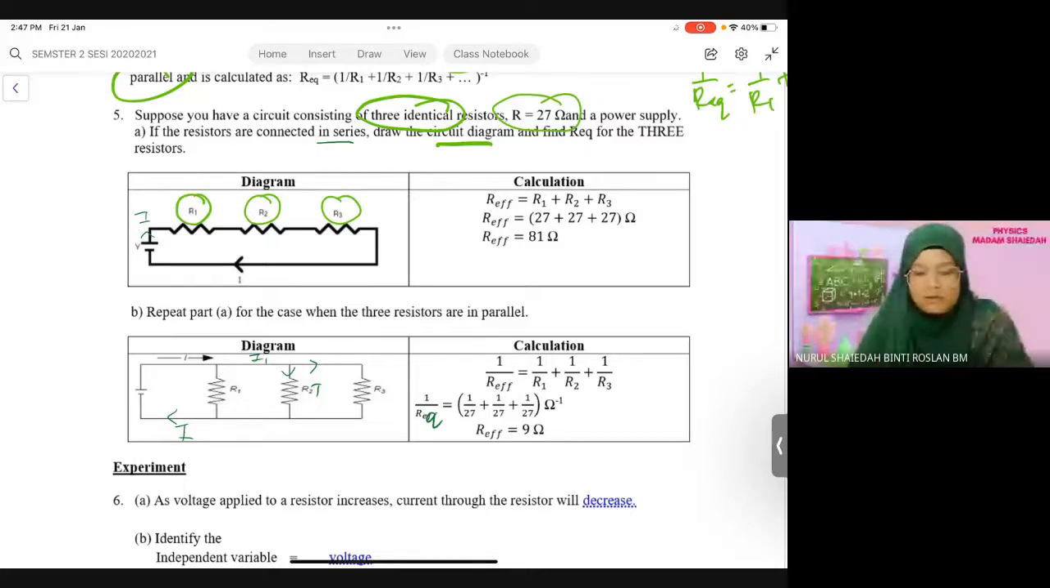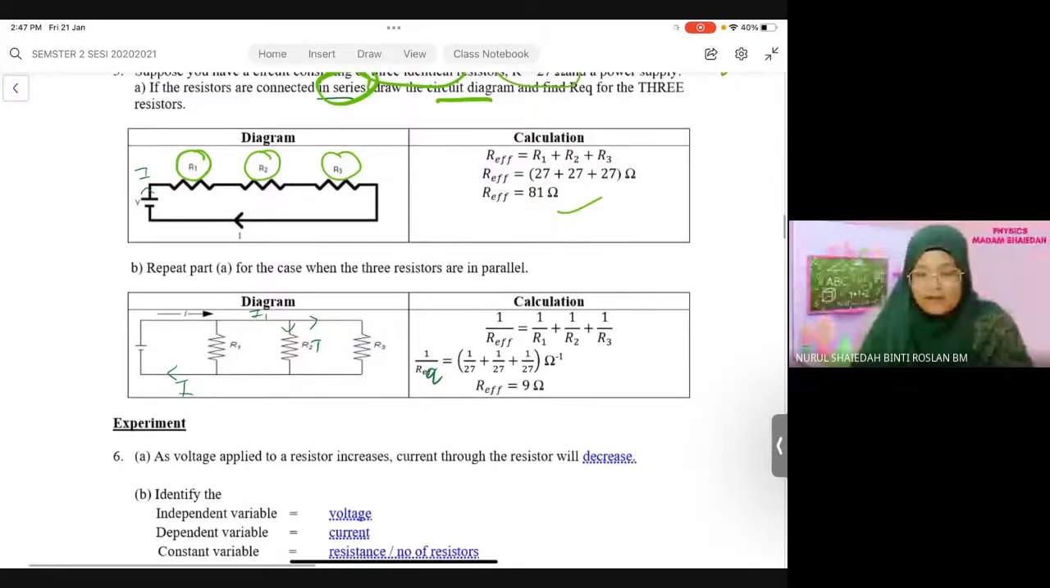Make sure the arrangement is in series. You draw this in series because the question asks for series. So your R effective will become R1 plus R2 plus R3. So 27 plus 27 plus 27, you get 81 ohms. So the value is big, 81 ohm.